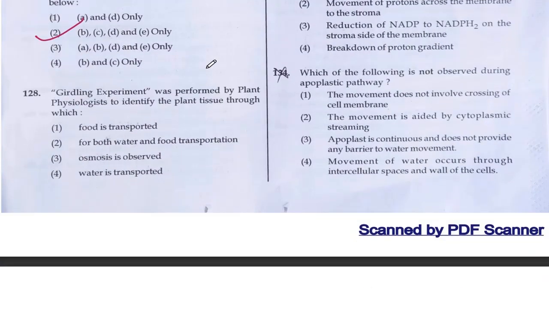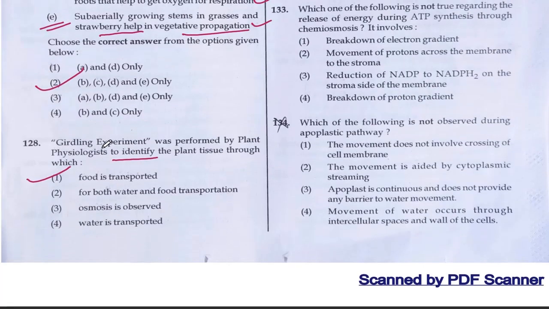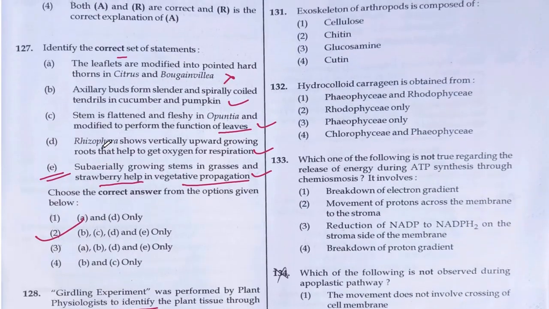Coming to question number 128. The girdling experiment was performed by plant physiologists to identify the plant tissue, that is, food is transported from source to sink. In that case, the roots are also a sink organ. In the girdling experiment, the connection between the leaves and roots will be cut, so the photosynthetic assimilate or photosynthetic product cannot move to the roots. So the roots will die fast.